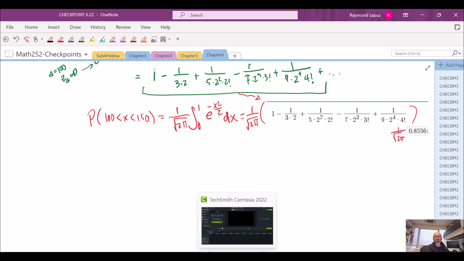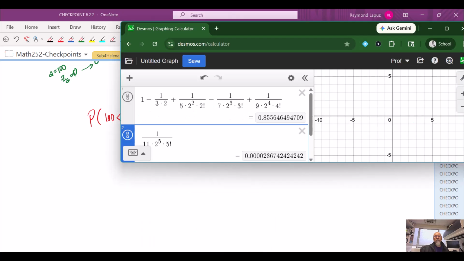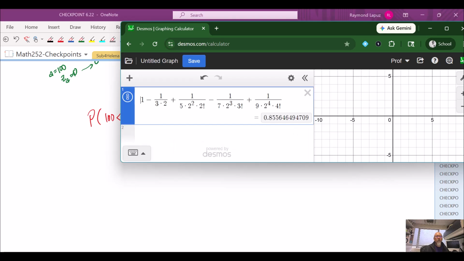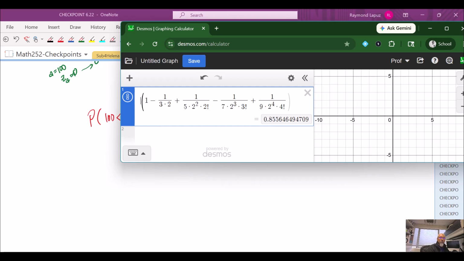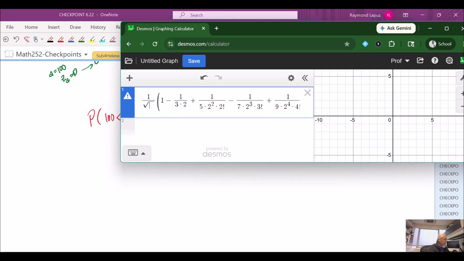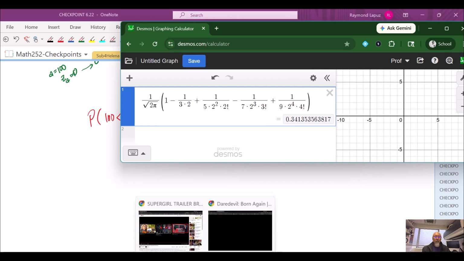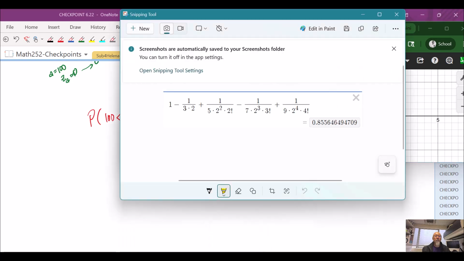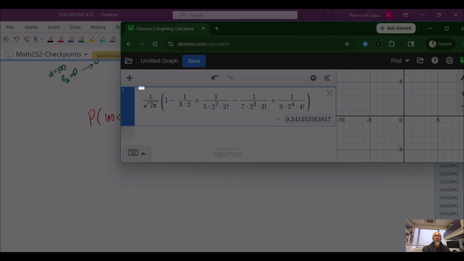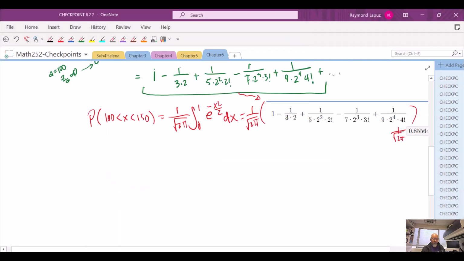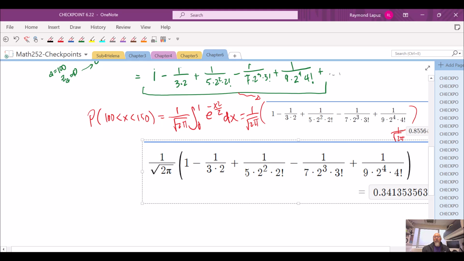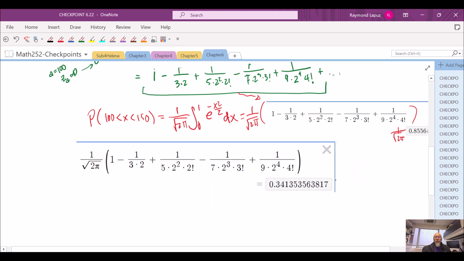In our Desmos, let's put this all in parentheses, and 1 divided by the square root of 2 pi. And this will give us 0.3413. So this is our final answer for the approximation. So that's the probability that we're looking for.